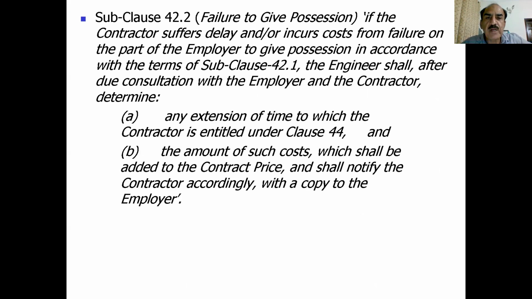The subclause 42.2, failure to give possession. If the contractor suffers delay and incurs cost from failure on the part of the employer to give possession in accordance with the terms of subclause 42.2, the engineer shall, after due consultation with the employer and the contractor, determine, number one, any extension of time to which the contractor is entitled under clause 44, and the amount of such cost which shall be added to the contract price, and shall notify the contractor accordingly with a copy to the employer. So this is again very important, that if there has been any extension of time due to suspension of work or due to delayed possession of site, then it will be determined by the engineer.